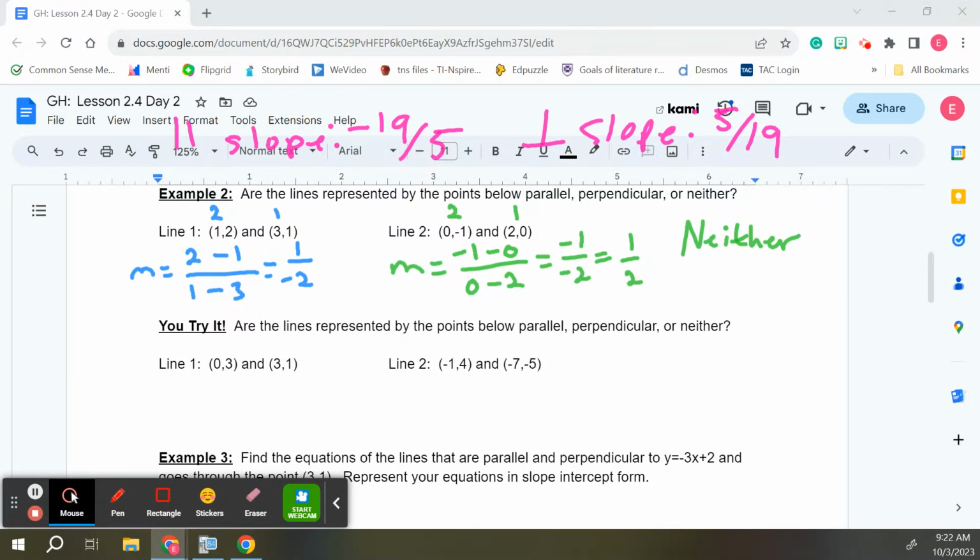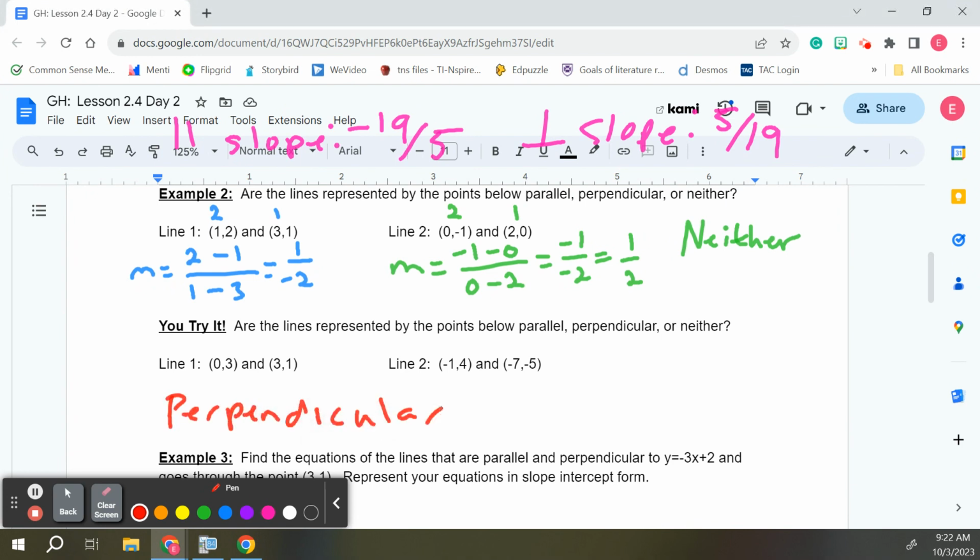All right, what do we have here? Parallel, perpendicular, or neither? Who could tell me? Go ahead. Perpendicular, very good. Someone tell me what was the original slope? Go ahead. Negative 2 over 3, and that means the perpendicular slope should have been 3 over 2. Questions on this?